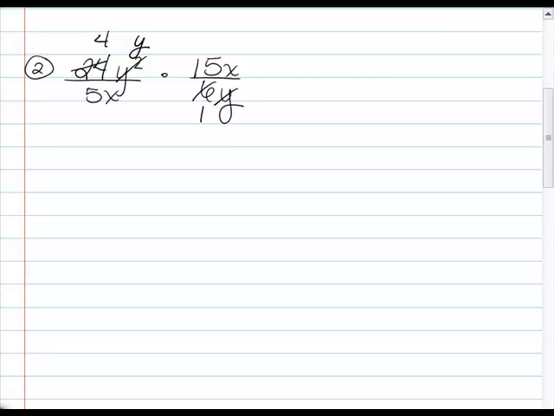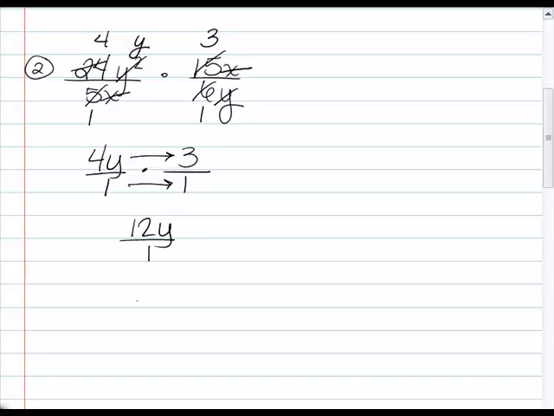Okay, notice 15 and 5 are both divisible by 5, so the 15 becomes a 3, and the 5 becomes a 1. Also, there's an x on the top and an x on the bottom. That means that they would cancel each other out. And now let's see what we've got left over here. We've got 4y over 1 times 3 over 1. We'll multiply straight across on both top and bottom. We're going to get 12y over 1. And again, we don't want to put the over 1, so we're just going to say our answer is 12y.